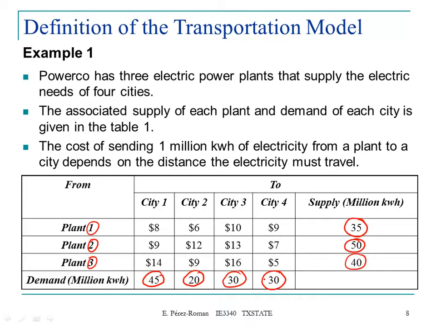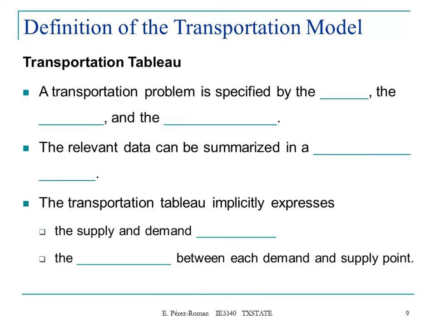Any questions? Do you understand what the problem is, what you're trying to do with this problem, right? You're supplying, and you want to satisfy the demand for your plant. Okay? So, the transportation problem is specified by the supply, the demand, and the shipping costs.